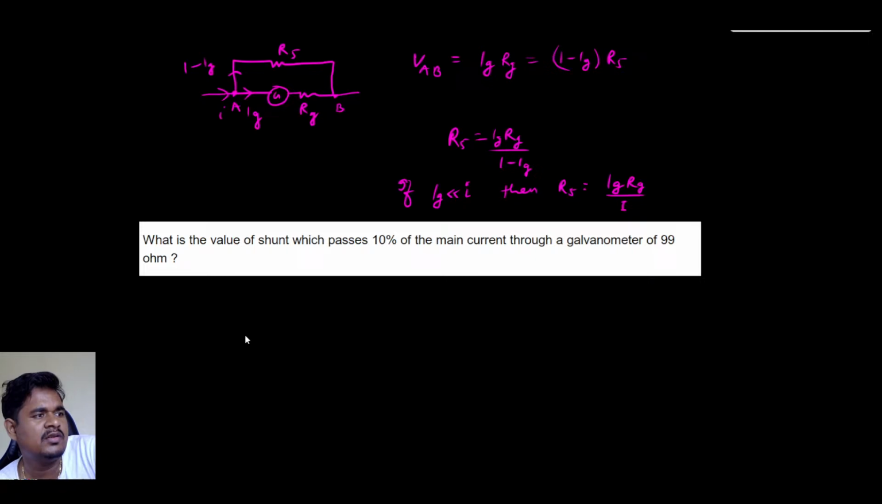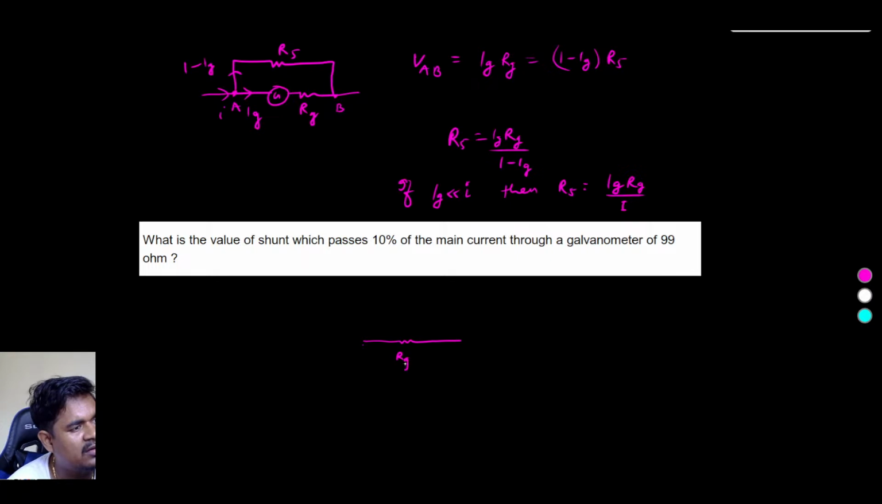So what is the value of shunt which passes 10% of the main current through the galvanometer of 99 ohm? So we have a galvanometer and Rg is 99 ohm, and it says that 10% of the main current passes through the galvanometer. So this is our shunt resistor. Suppose here I is coming, 100 ampere is coming. So 10% is coming here, 10 ampere, and 90 ampere is going to this Rs.